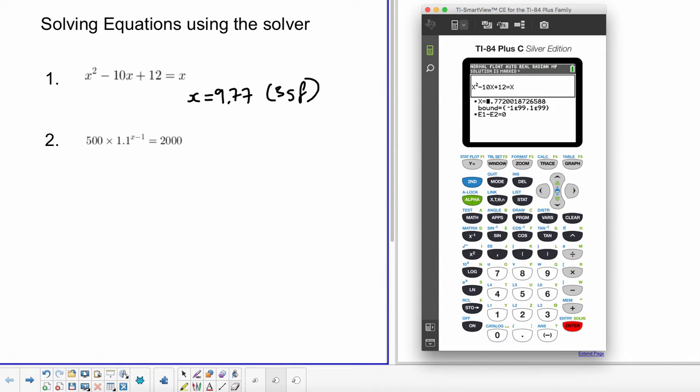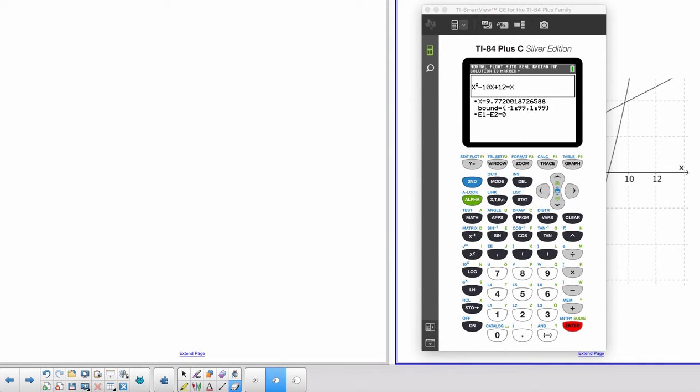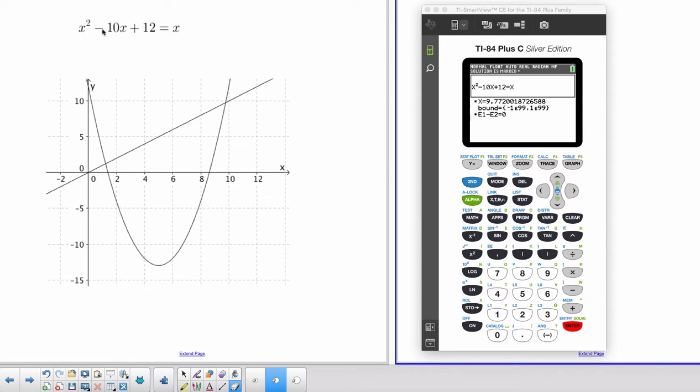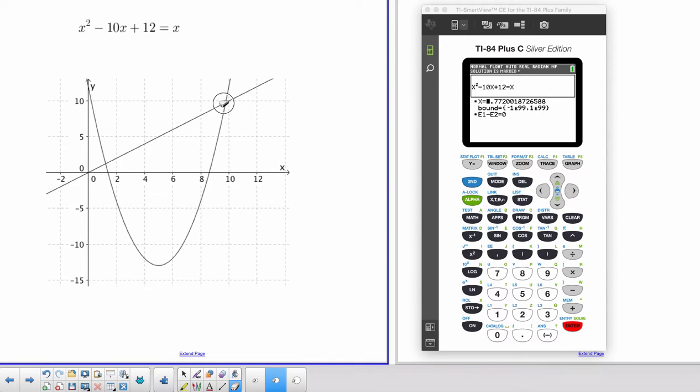So to get more information, I've drawn a graph of these two expressions. The first one is y equal the parabola here, then y equal x. And we see over here we've got the solution which corresponds to 9.77, the one the calculator found for us. The question we have is, what's the value of this solution over here, and how do I find it?